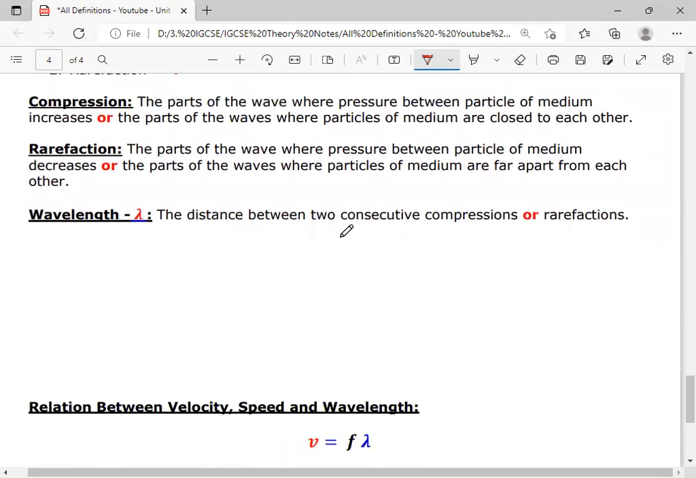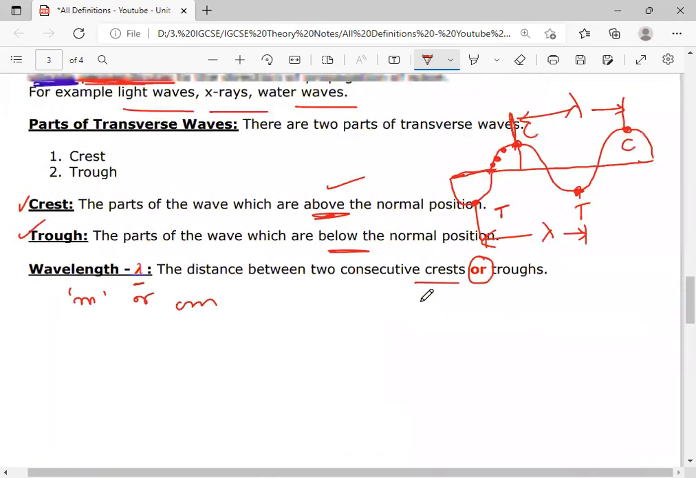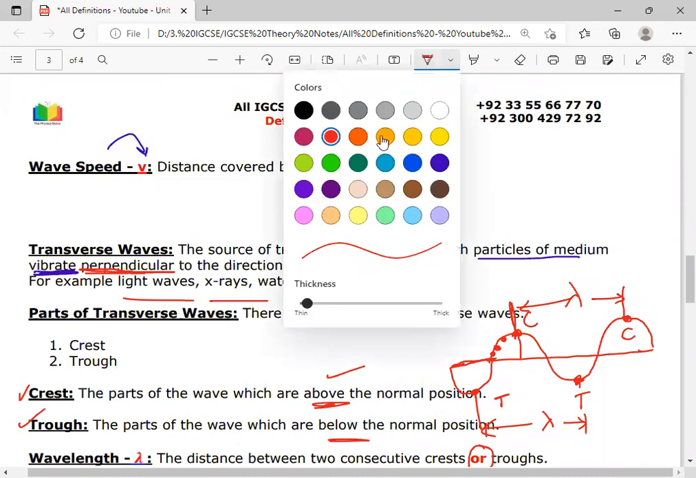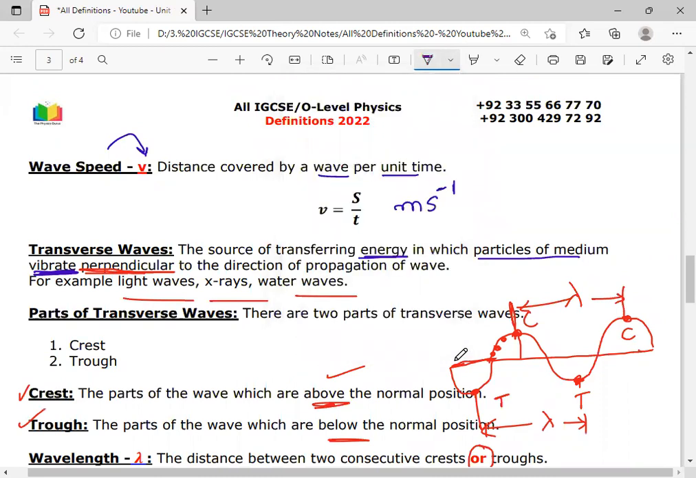Now, if I am going to draw this, then, and why were these called transverse waves? Now you can see that the wave is traveling from right to left, and particles of the medium are vibrating up and down. So what is the angle between these two? 90 degrees.